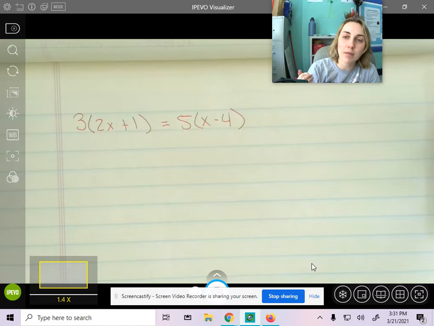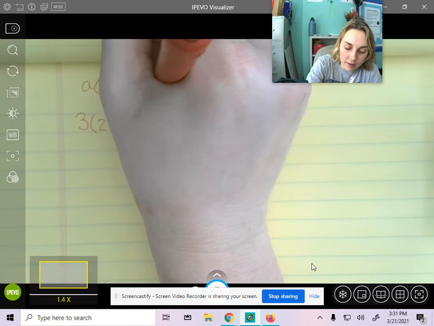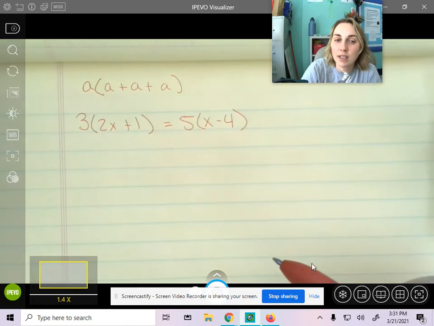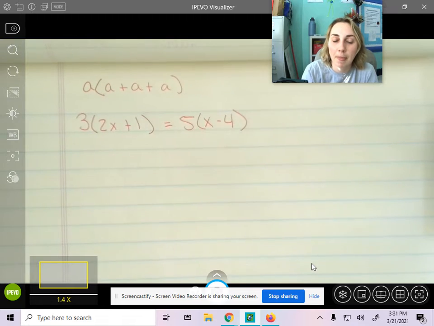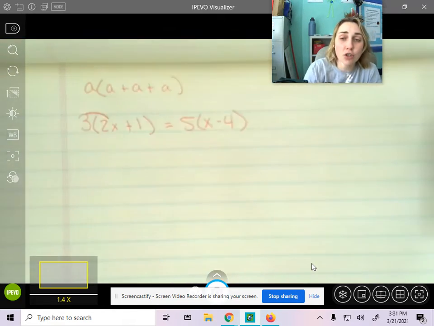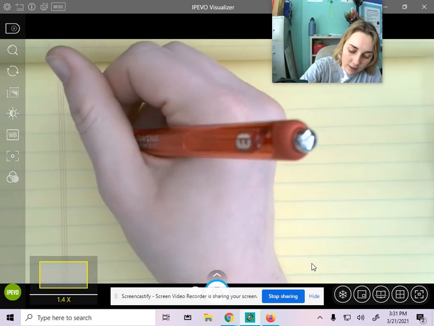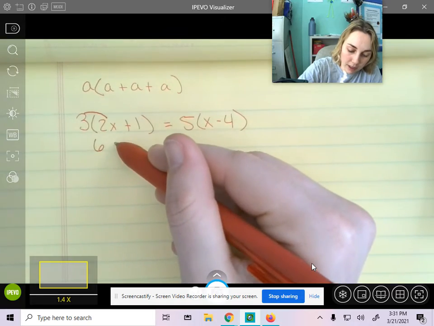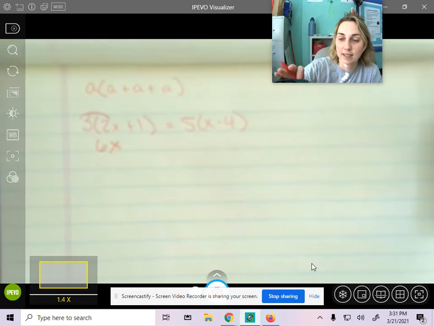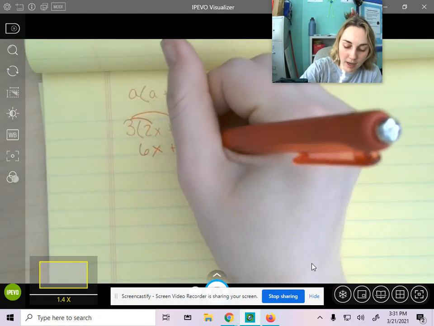So remember, guys, the distributive property says I can take my outside number and multiply it by everything on the inside of the parentheses. That's what the distributive property says. So I can do that with these problems as well. So 3 times 2x is going to give me, well, 3 times 2 is 6. And then I can bring that variable down with it. So 3 times 2x is going to give me 6x. And then 3 times 1, well, that's just going to leave me with a positive 3.